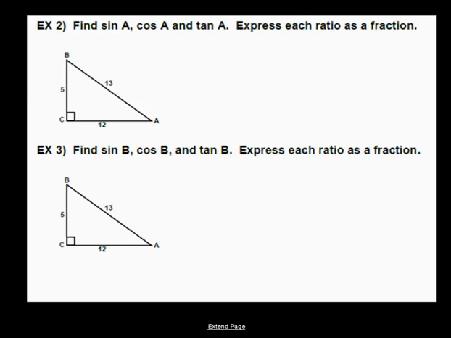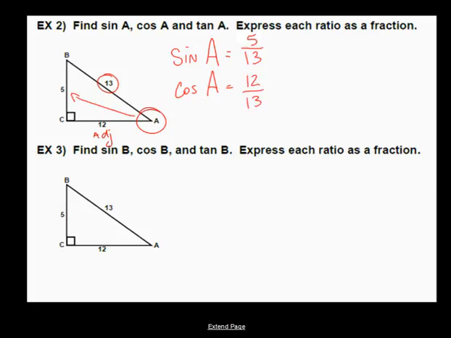Here it says find the sine of A, cosine of A, and tangent of A, and express each ratio as a fraction. Always make sure we reduce our fractions if need be. So here's A. For the sine of A, I need the opposite and the hypotenuse. So it's going to be 5 over 13. Can't be reduced, it's done. For our cosine of A, cosine needs the adjacent, this is my adjacent side, and my hypotenuse, so that's going to be 12 over 13.